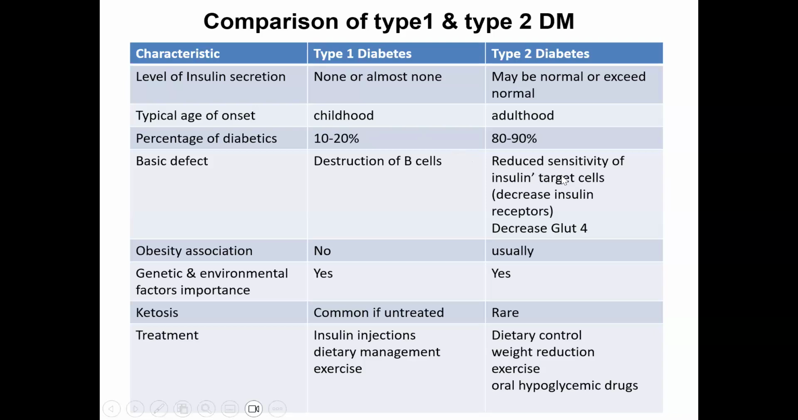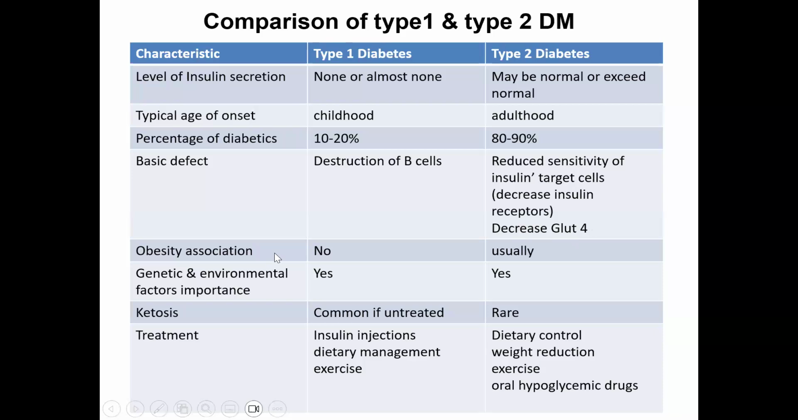Whereas in type 2, the beta cells are normal, but there is reduced sensitivity of the target cells. Maybe the number of insulin receptors decreases. So the target cells are no longer sensitive to the insulin, and insulin cannot produce its effect. And maybe there is a transporter protein responsible for the transport of glucose, known as GLUT4. The number of GLUT4 proteins decreases.